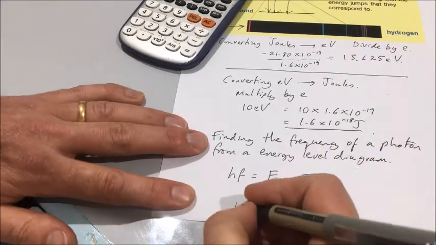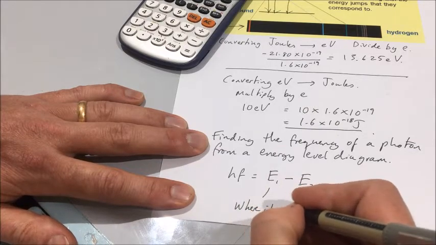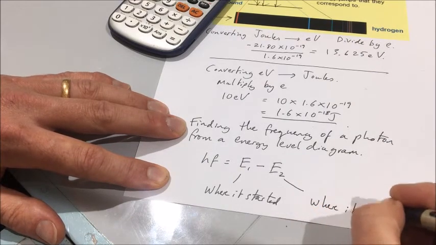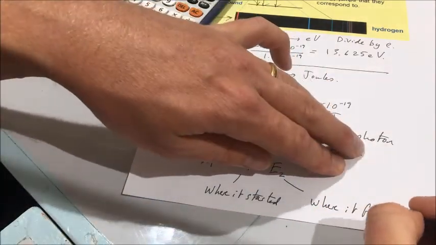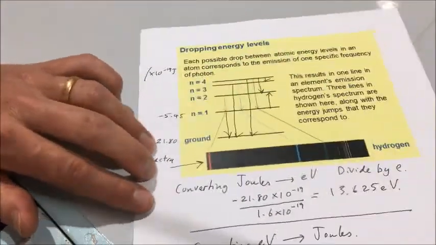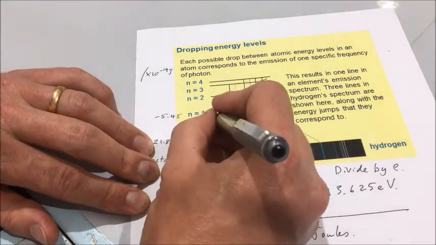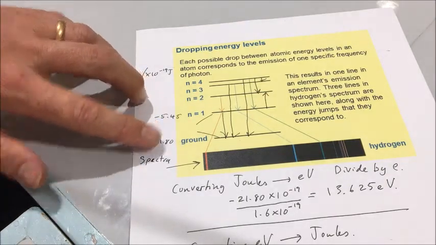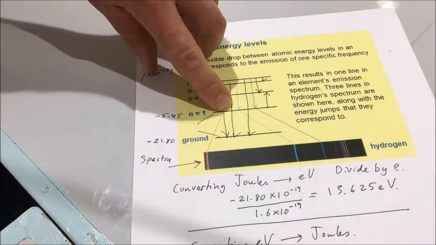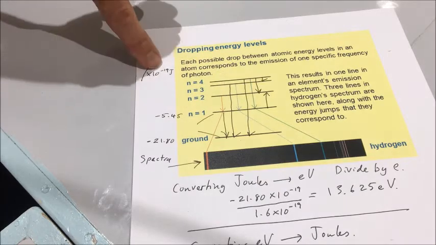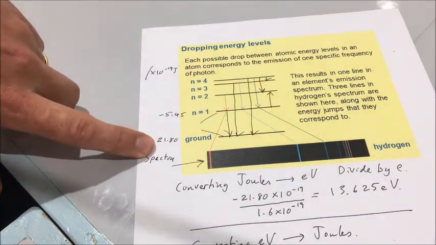So this is where you started, or where it started. This is where it finished. Okay, so I'm going to look at what photon I would get from changing between these two energy levels. So I'm going to do this one because I've got the numbers right there. I have an electron that started at n equals 1 and ended up at ground. So it started at minus 5.45 times 10 to the minus 19 joules, and it finished at 21.80.